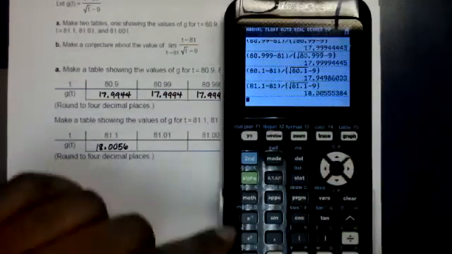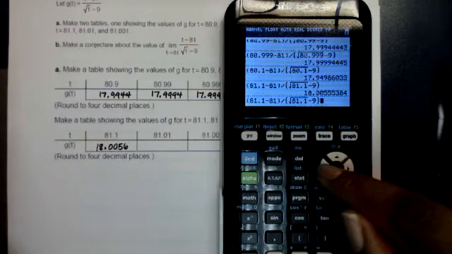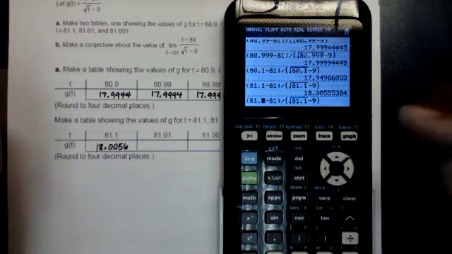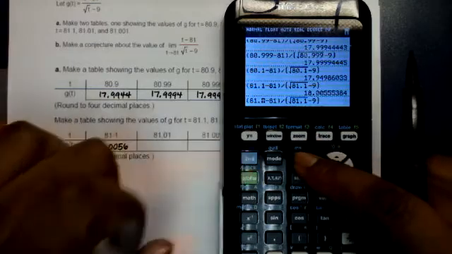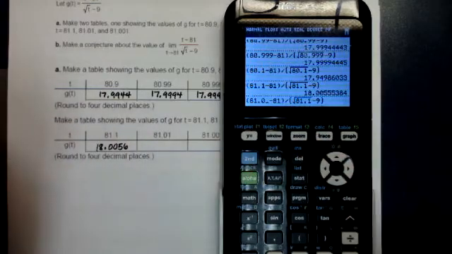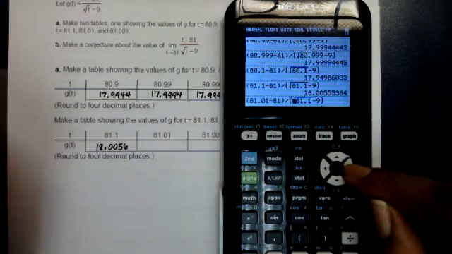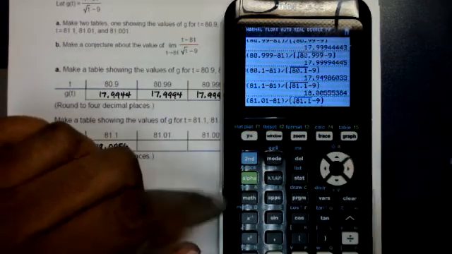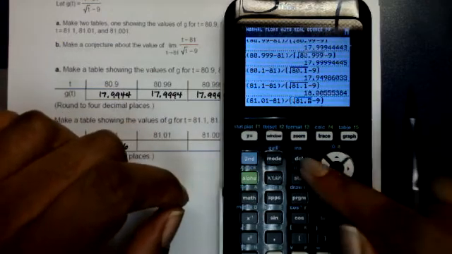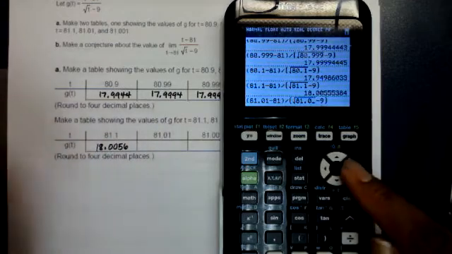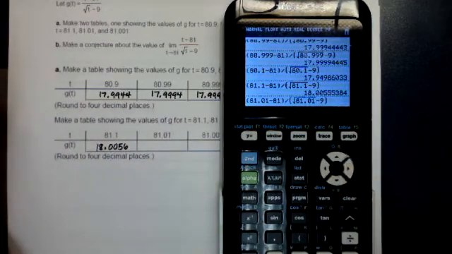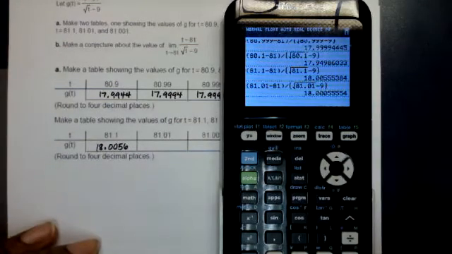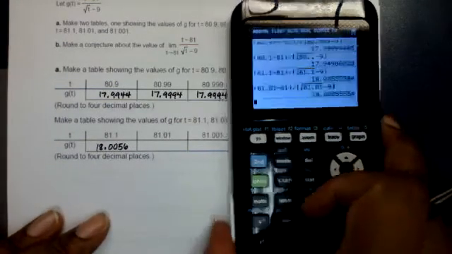And then for 81.01, let's do second enter. I'm going to put the cursor on top of that 1 and do second and delete to insert a 0. I'll do the same thing here. Second, insert 0. Then hit enter. This will be 18.0006.